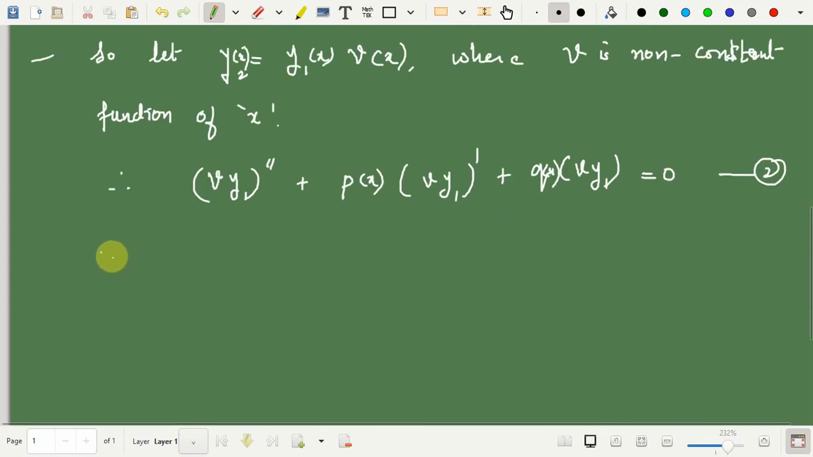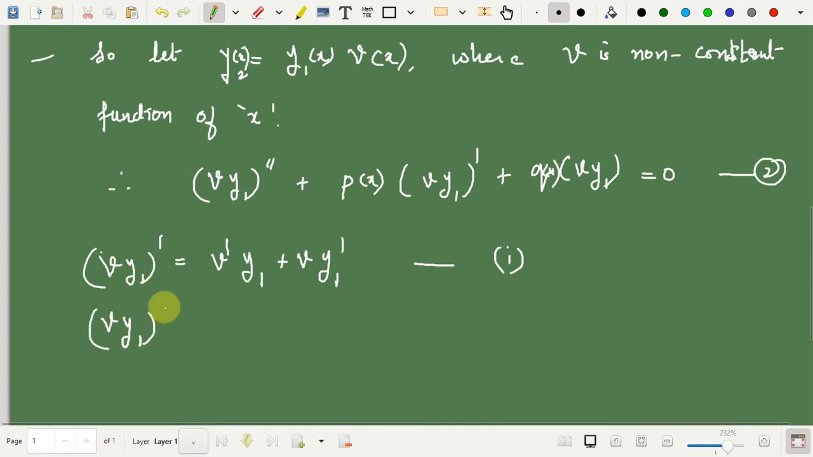So this is the same as, okay, first I want the second derivative of this product. So first I will evaluate the first derivative, and from there I will evaluate the second derivative. The first derivative of this product, (v y1) prime, is the same as v prime y1 plus v into y1 prime. I would call this equation 3, and from here I can find its second derivative by just differentiating this expression once again.